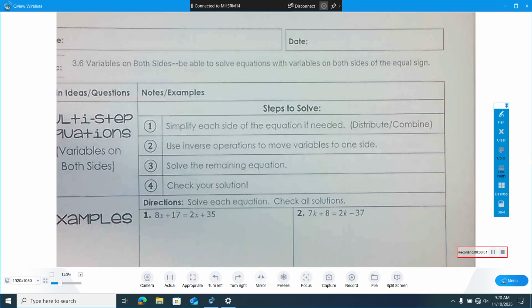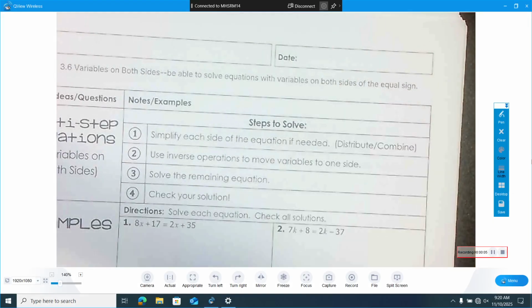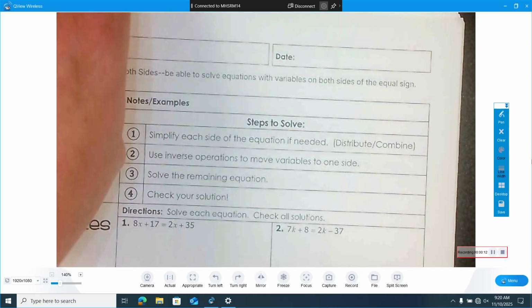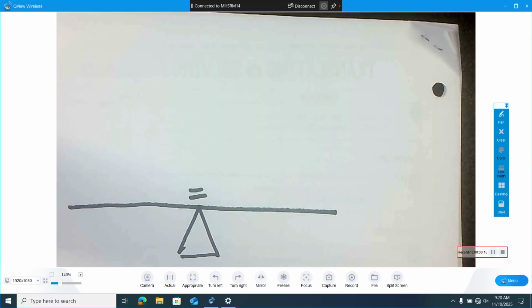Today we are solving equations with variables on both sides of the equal sign. Everything up till now, we just had x's on one side, okay? And so today we have the letters on both sides. So I want to just go back to my balance model again.